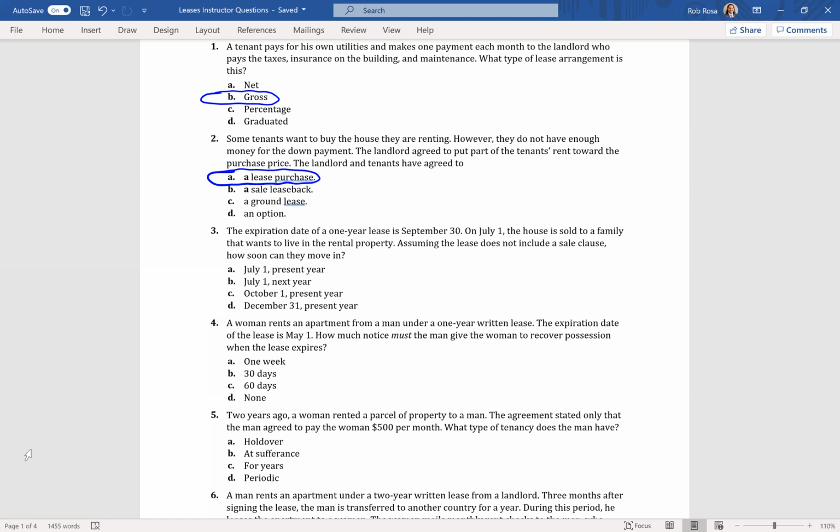B. Okay. So you see the expiration date is September 30th, right? The lease stays in place. So what's the day after September 30th they can move in? October 1st. Yep. All right, so number 3 is Charlie.